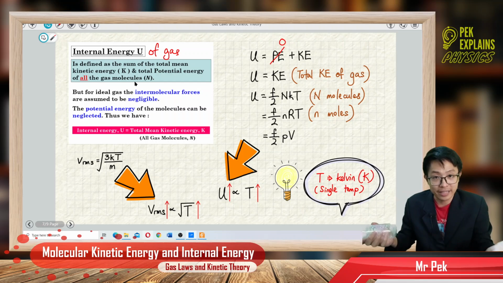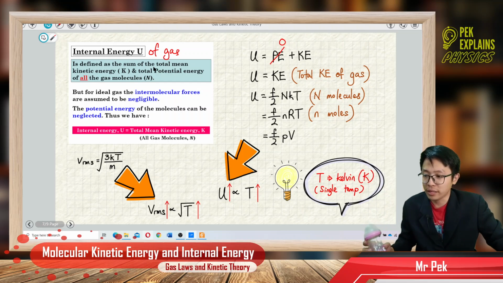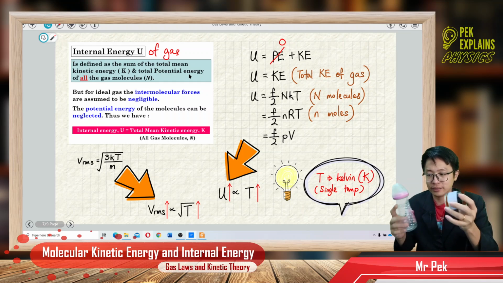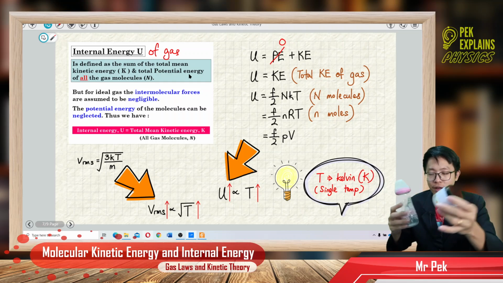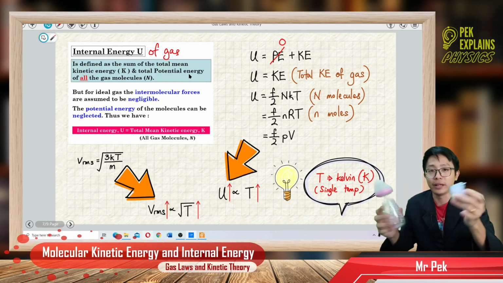So it has kinetic energy, isn't it? Translational, rotational kinetic energy. It has kinetic energy, and also it has potential energy. Because why? Because between particle 1 and particle 2, these two are gas molecules. Although they are far apart, in between them they have intermolecular forces.